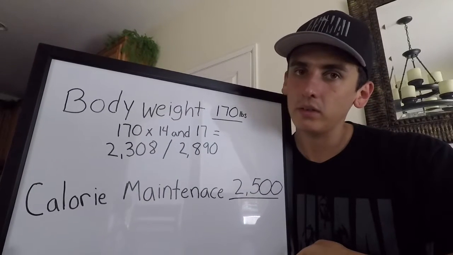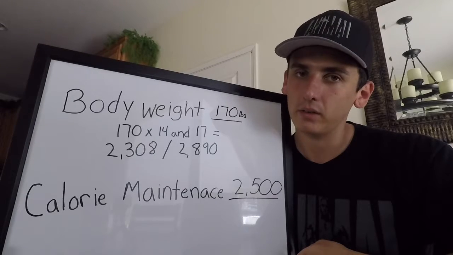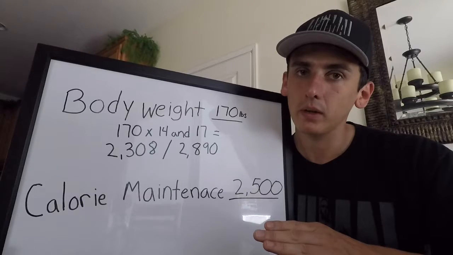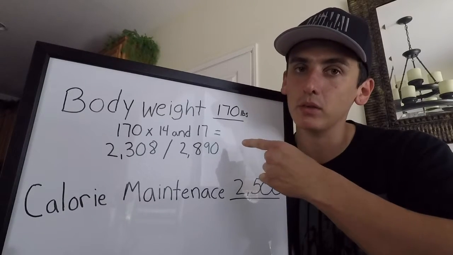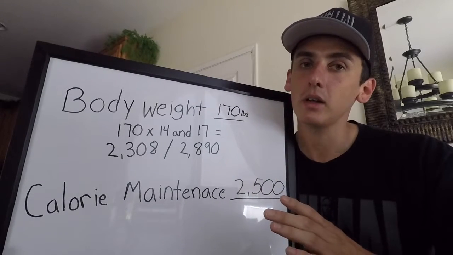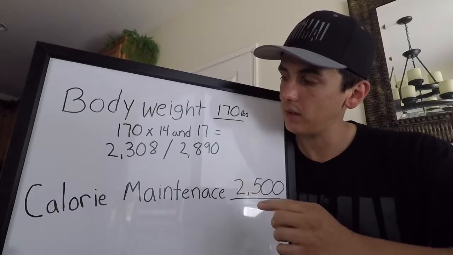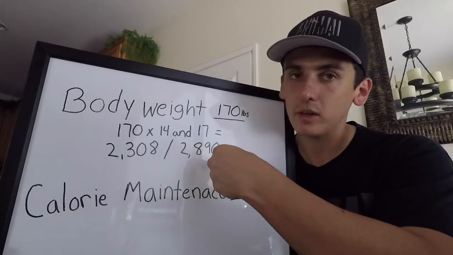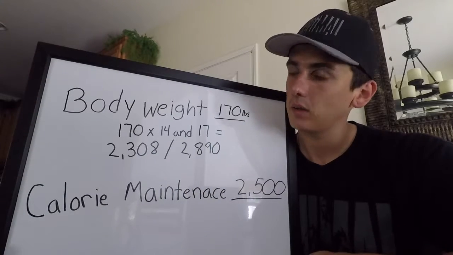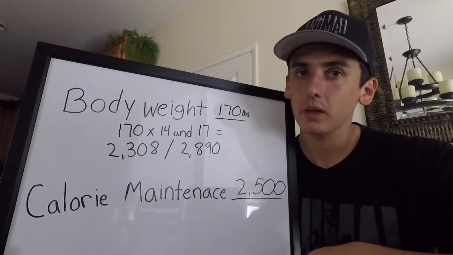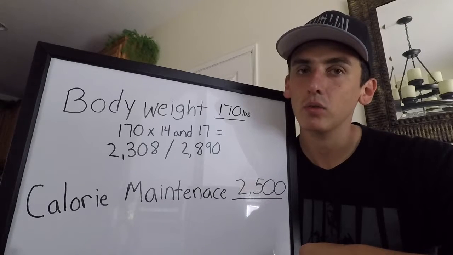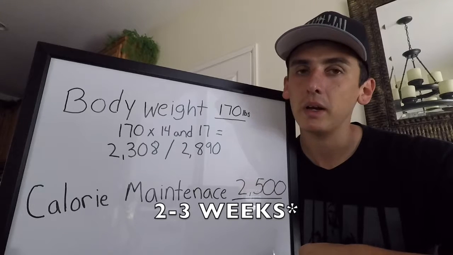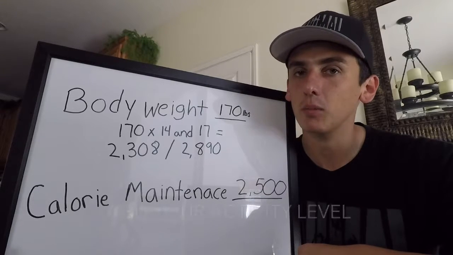Now, this is a general idea of where your calorie maintenance is. To keep your body weight currently, let's say you're 170 pounds, that's what it takes every day to keep your body weight between these numbers. This is a general idea. Now you're going to stick with these calories for about three to four weeks, depending on how strict you are with your macronutrient count.